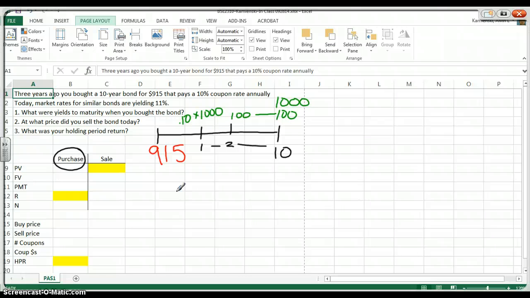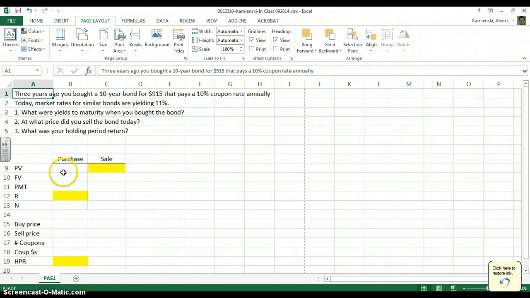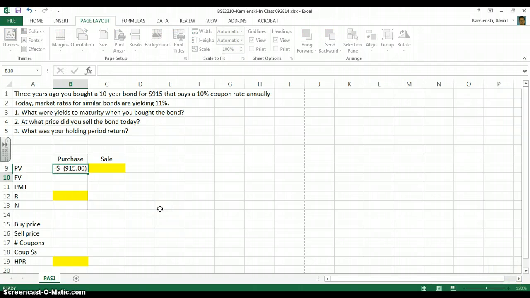So looking at our basic timeline point of view then, we can see that what we're trying to solve for is R, or yields to maturity. So we can go ahead then and use our basic time value of money solvers to say at $915 negative with a $1,000 future value and payments of $100 over the course of 10 years, then let's go ahead and solve for rate.